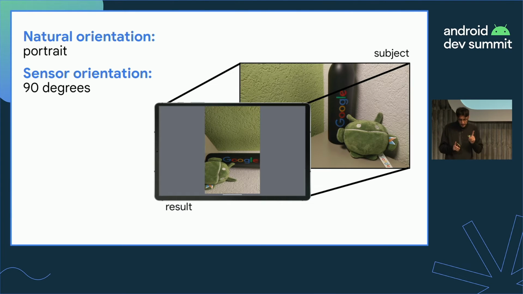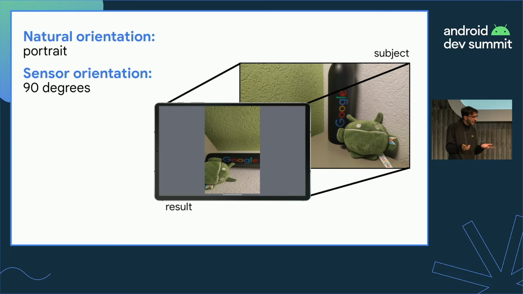So this tablet has a natural orientation of portrait. That means the sensor orientation is 90 degrees. But I just rotated it, and now the display rotation is 90 degrees too. If I'm still good at math, it's just 90 minus 90. So the right rotation to be applied is 0.